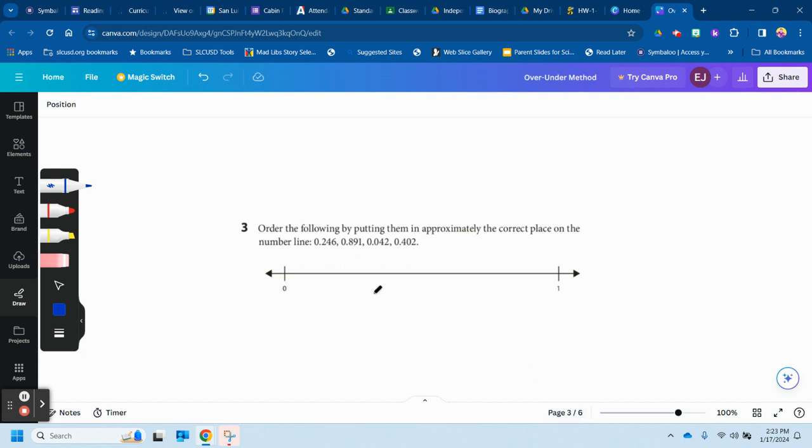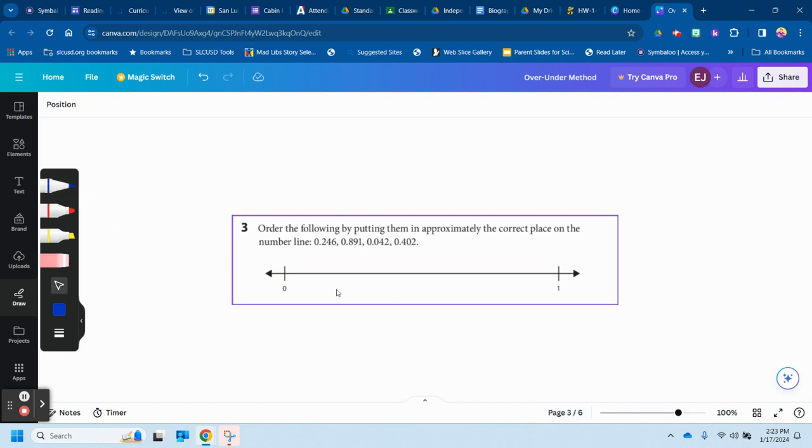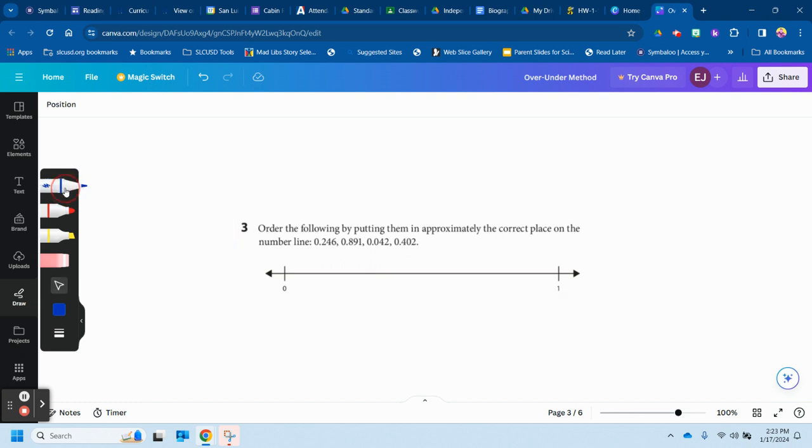Okay, so this one is a little tough. I find these kind of challenging. You don't have to be perfect. Order the following decimals by putting them approximately in the correct place. You don't have to be exact, but what helps me, and everyone kind of had their own little method, I like to mark off the halfway point and just write that's 0.5. Let me put a better period here.